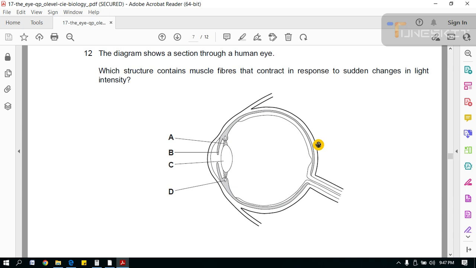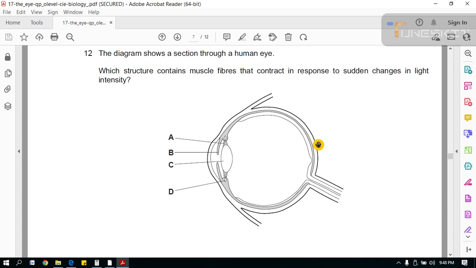When you are in bright light, pupil size will decrease. When you are in the dark, pupil size will widen. It means the iris muscles are involved here. In the iris there are two types of muscles: the radial muscles and the circular muscles, right? When you are changing the light intensity, whether you are in the light or in the dark, in both cases different muscle fibers will contract and relax.